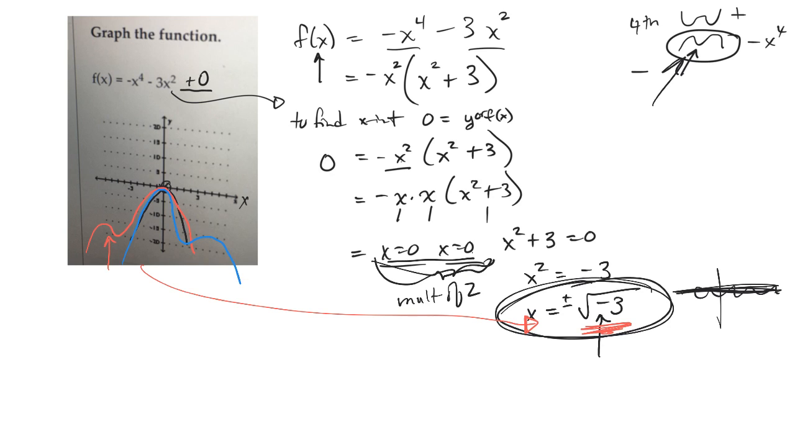But I could not take it and go above the axis down and then come and bounce. I couldn't do that because mathematically there's no x-intercepts there, so I can't cross there. All right, hopefully that helps you with that question.